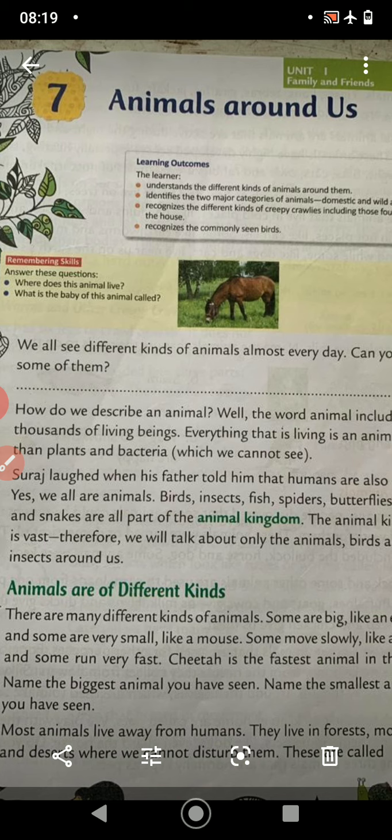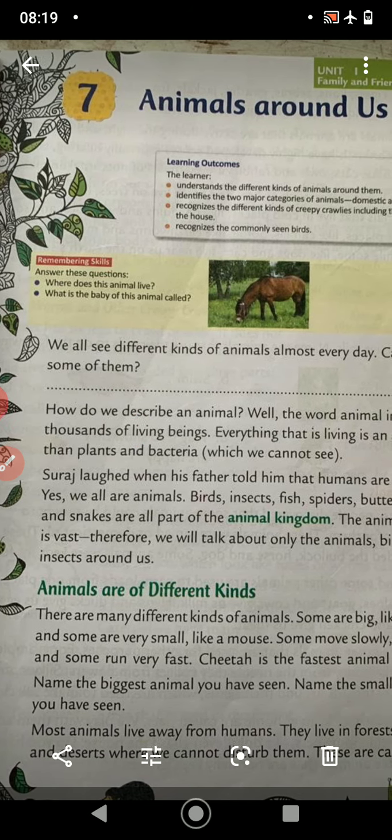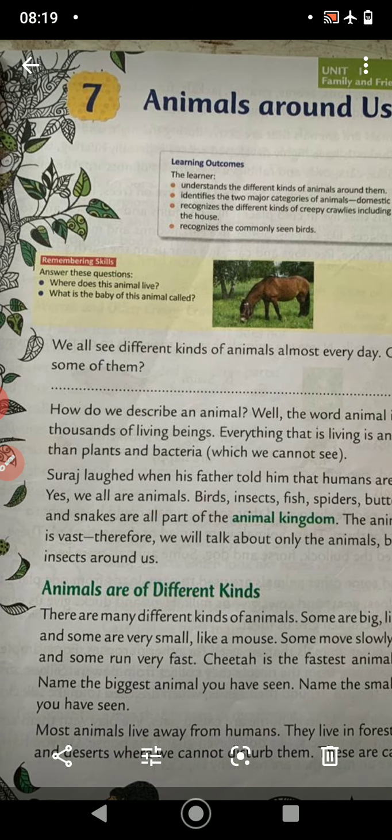We see different kinds of animals almost every day, right? Can you name some of them? What animals do you see from your house when you are at home? What animals do you see around you? Can you name a few of them? Just after this small video, you can tell me.